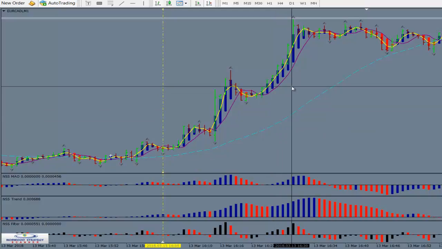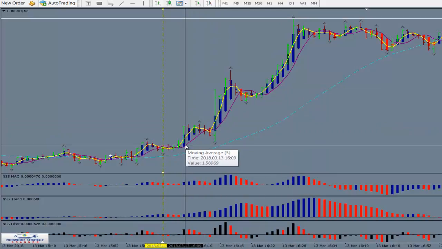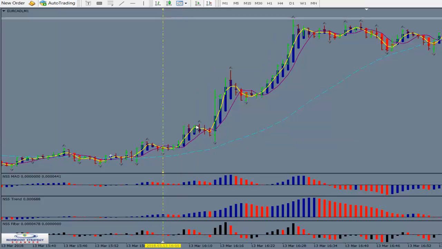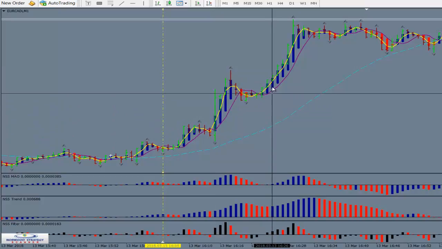Now notice what happens in the price movement when they're all on the same side. There was a nice move right here, at 13 pips, but then there's a quick move right here, and then there was another big move right there.